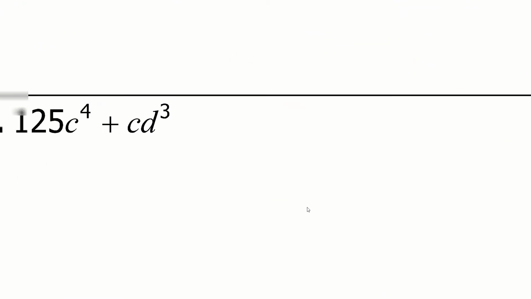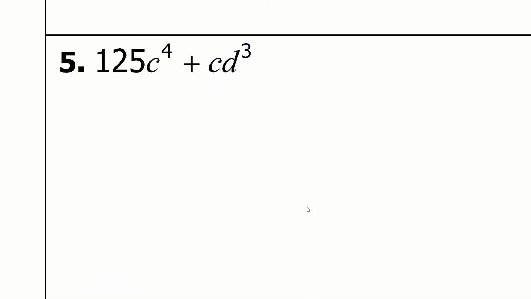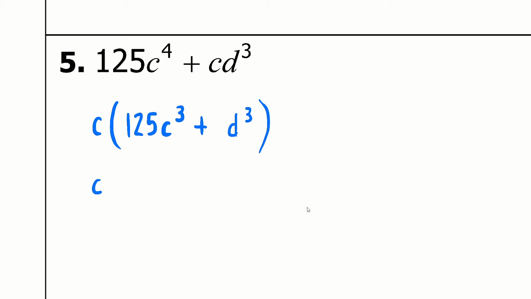All right, let's keep on rolling. Here, I can definitely pull out no number, but I can pull out a C. When I pull out a C, that's 125 C to the third, plus the C cancels, D to the third. So hopefully, again, you see these are sum of cubes. I'm not going to spend quite as much time moving forward because we've pretty much done all these binomials. This is sum of cubes. So a binomial times a trinomial.